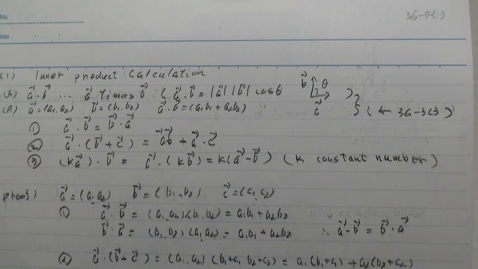And in components, vector A equals (A1, A2), vector B equals (B1, B2), then A·B equals A1 B1 plus A2 B2. And this is by 36 branch 3L3.